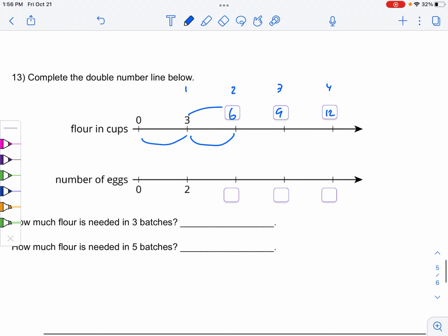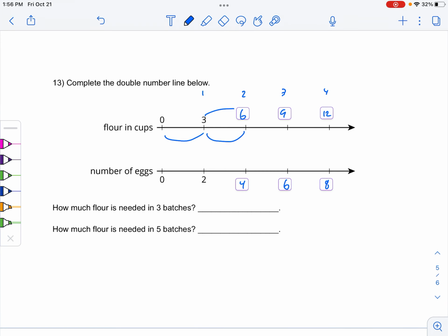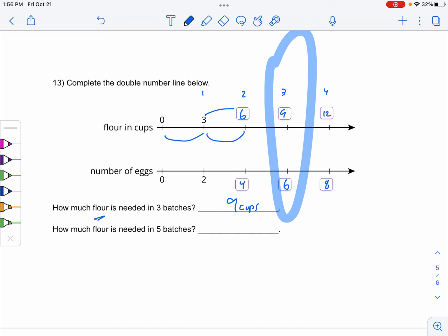Let's talk about eggs. Batch 1 has 2, so batch 2 is doubled. Batch 3 is tripled, but it's 2 more eggs. And then, okay, let's answer the question. Batch 3, that's right here. So what's the question asking? The flour is 9. Yes, 9 cups.